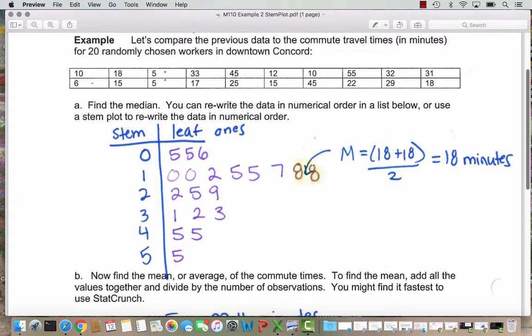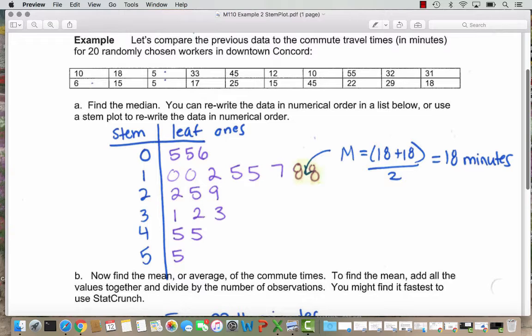There are 2 workers who have a 5-minute commute, and the maximum is 55 minutes. So when we set up our stem plot, our stems go from 0 to 5. Essentially, we're counting by tens. So we are going to go ahead and put our data in here. The commute times that are 5 minutes and 6 minutes go in the first row. So no tens, 5 minutes, and 6 minutes.